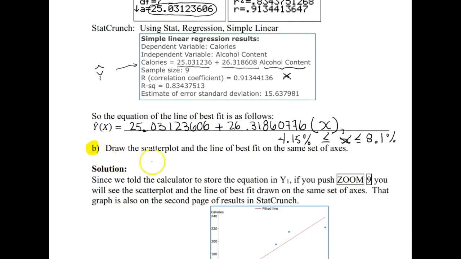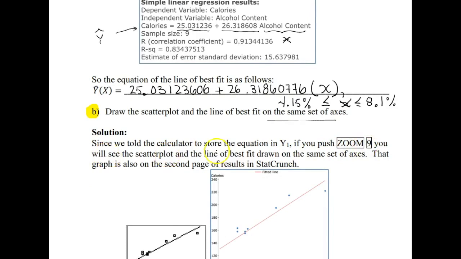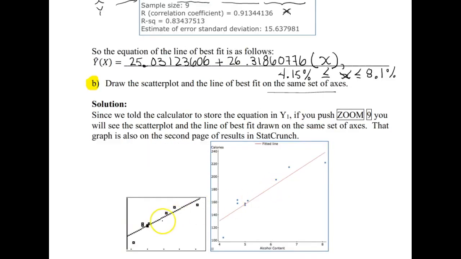All right, so part B says to draw the scatter plot and the line of best fit on the same set of axes. You will see the scatter plot and the line of best fit drawn on the same set of axes. Now this assumes that you actually followed through the instructions on the first page where we did the scatter plot for that data. Make sure you go back to the very first example where we made the scatter plot initially, again deleting the O'Doul's beer. We're only looking at those 9 data points. We will see that in both cases we have this line of best fit.